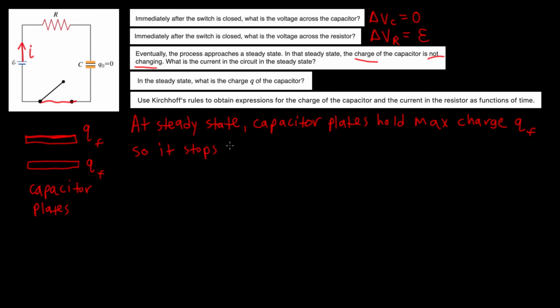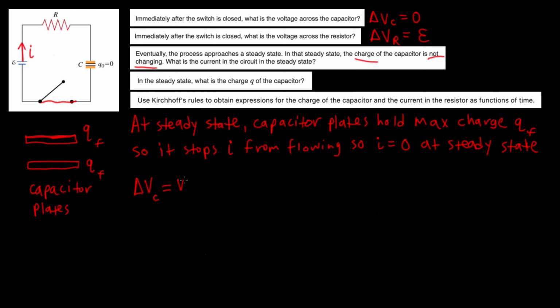So since the plates hold a maximum amount of charge, what this means is that the capacitor doesn't need any more charge. And so what it actually does is that the capacitor stops the current in the circuit from flowing. And so at steady state, the current in the circuit is 0 because the capacitor has a maximum amount of charge, and so it doesn't need any more charge, so it actually prevents any charge from flowing, or it prevents any current from flowing in the circuit. That's why the current is equal to 0 at steady state.